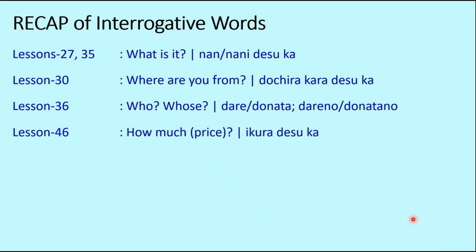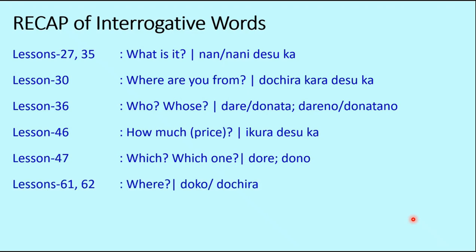In lesson 46, we discussed how to ask the price of something at a shop. Ikura desu ka? Lesson 47 was related to "which" and "which one" kind of questions. Dore, dono. And in recently concluded lessons 61 and 62, we discussed "where" type of questions. Doko and dochira. We discussed in detail about these two interrogative words. And today's lesson 64 is all about "when" kind of questions.